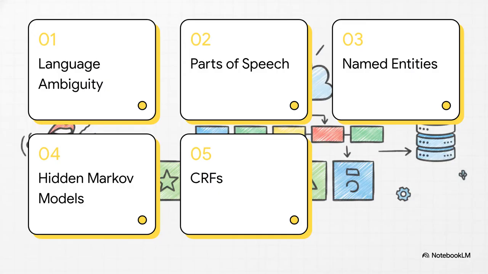To see how machines solve this case, here is our roadmap. We are going to look at 1. The ambiguity of language, 2. Decoding parts of speech, 3. Identifying named entities, 4. Hidden Markov models, and 5. Conditional random fields. Let's jump right in.